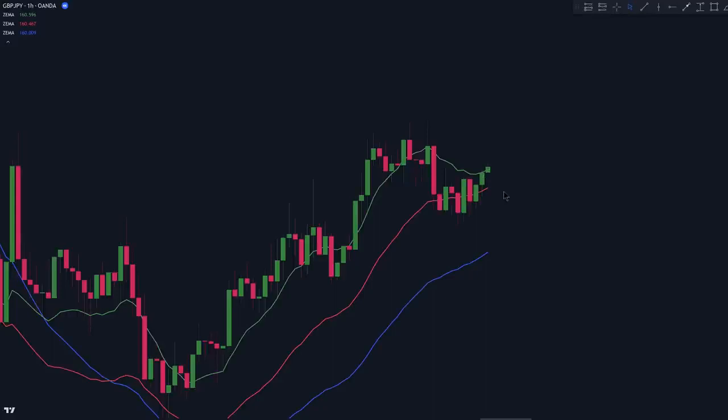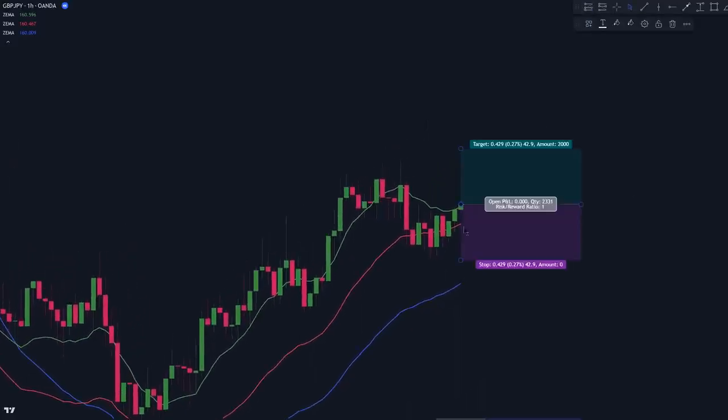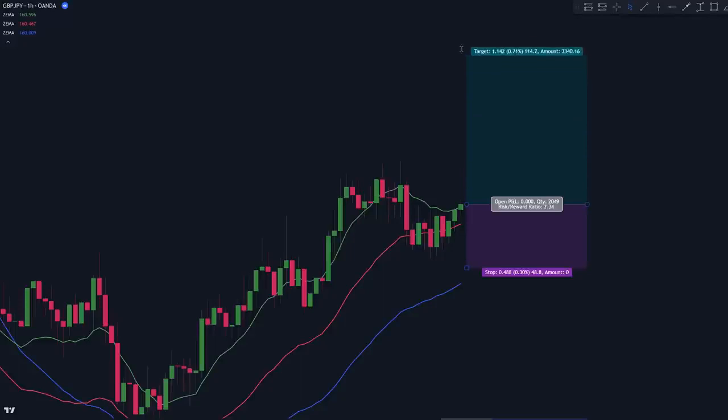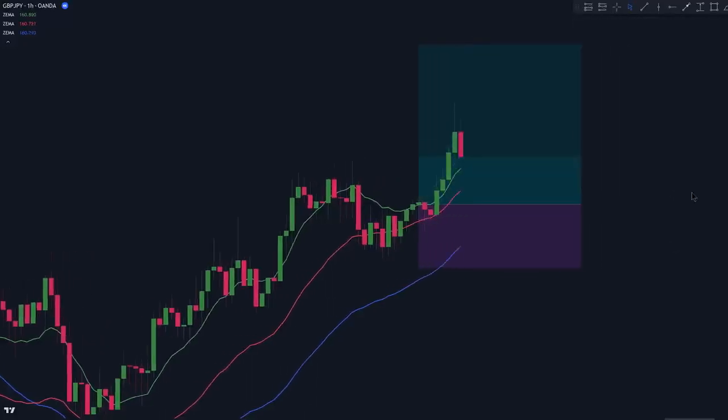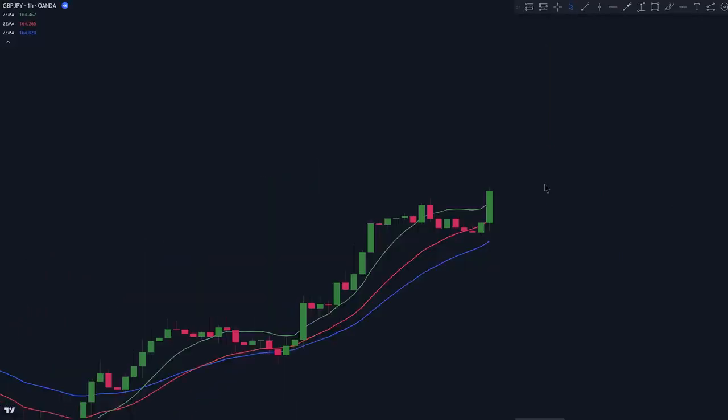All our entry conditions are met on this candle, so we're going to enter a long trade. The stop loss is going to go below the most recent swing low, and for the take profit, we're going to set it at 2.5 times the risk. We let the trade run, and it hits take profit. Now, here's one more long example.